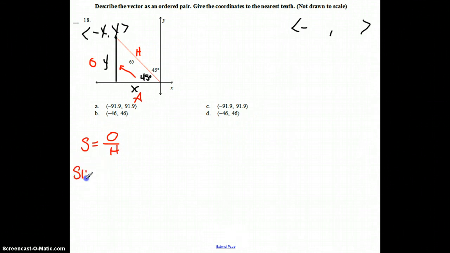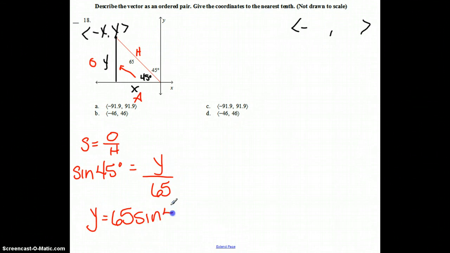So let's see, sine of 45 degrees, opposite is y, for hypotenuse, which is 65. So y equals 65 times the sine of 45. Which gives me 45.96, and so on. So to round this, it's going to have to be 46. So that means y is 46 up here. Which already makes me think it's got to be either B or D.